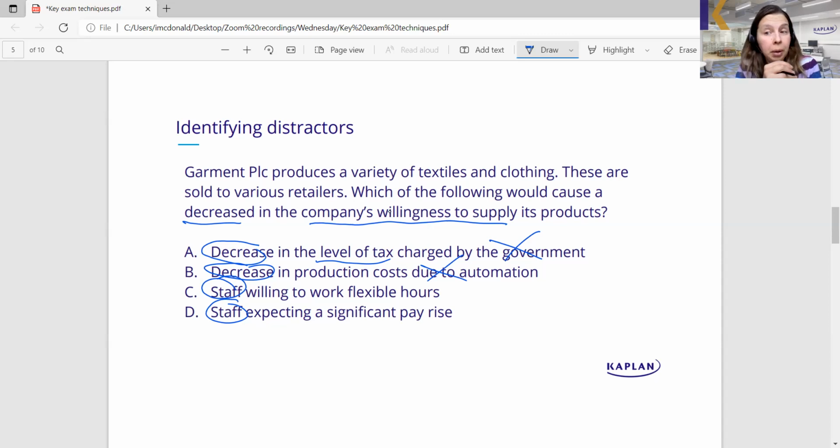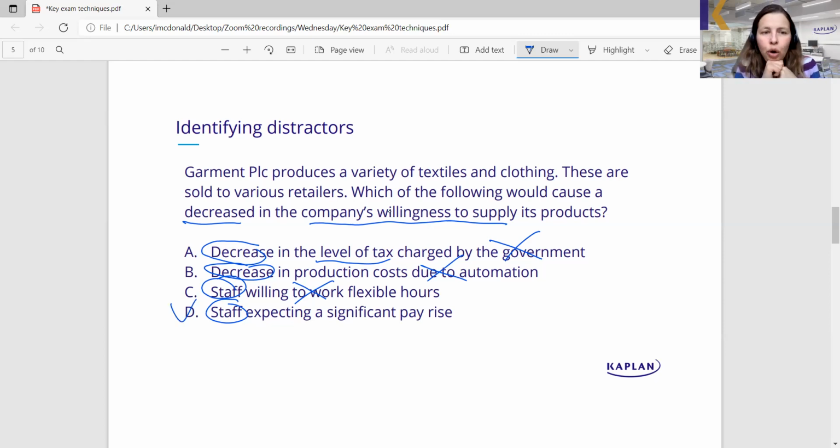But if staff want a pay rise, that makes it a bit harder for us to sell our textiles and clothing at a reasonable price. We might have to increase our prices to sell our products, and therefore we will sell less of the same product. So staff willingness to work flexible hours is not going to negatively influence our ability to supply our products, but a significant pay rise could significantly increase our costs, and therefore option D becomes the right answer.